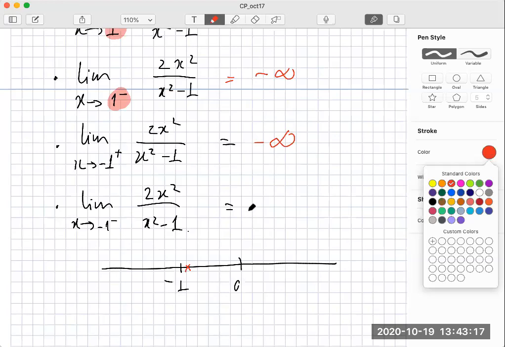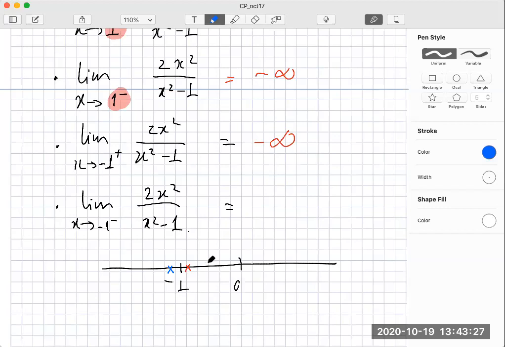Here, if it approaches negative 1 from the left-hand side, it will be somewhere here. And for the denominator, it will be a number which is bigger than 1, and subtract 1. It becomes a very small number, but positive. The numerator is 2 multiplied by negative 1 squared, which gives us 2. 2 divided by a positive small number will be positive infinity. So, very good.